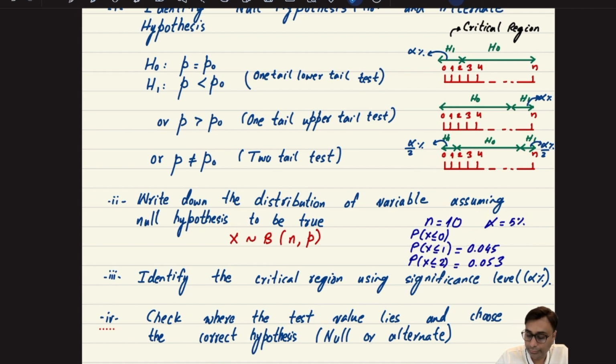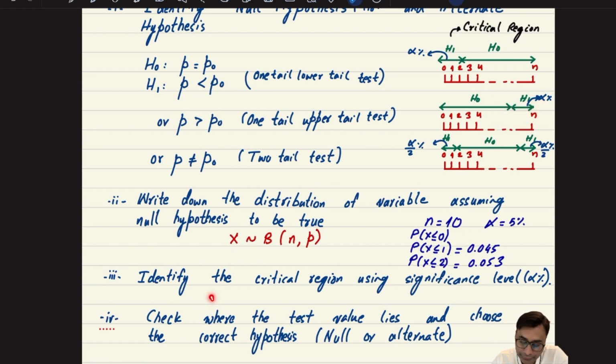Similarly, if you know that your critical region lies at the upper tail, then you will first calculate the probability of 10, then 9 plus 10, then 8 plus 10, and you'll see where it exceeds 5%. Let's say it exceeds 5% between 7 and 8. So you would know that 8 or more than 8 is going to be part of your critical region.